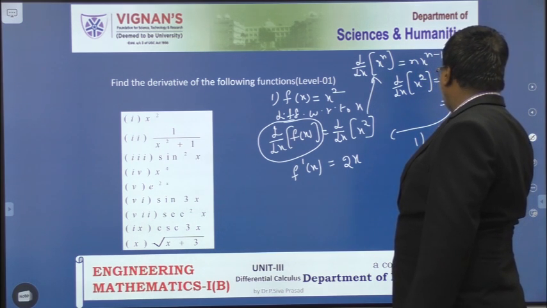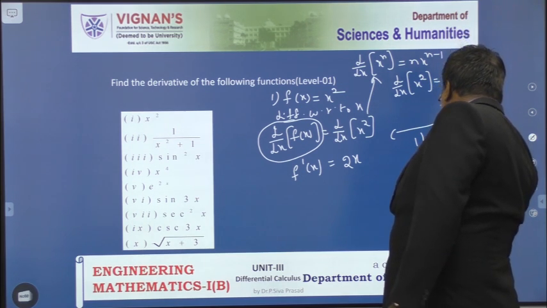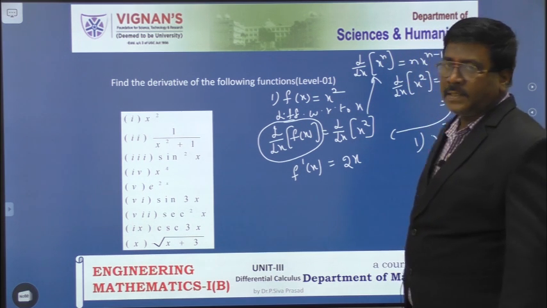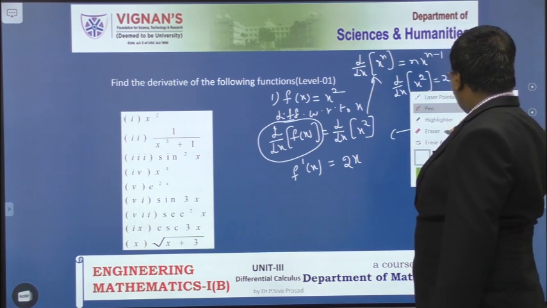What is the derivative of x cube, x to the power of 4, x to the power of 5, and x to the power of 6? Please all of you verify this. For x cube, in a similar way you have to do this one.